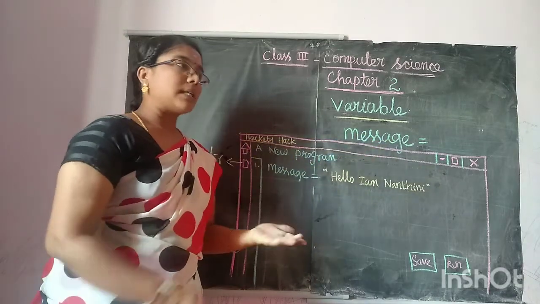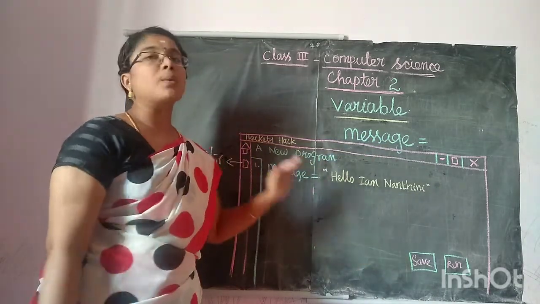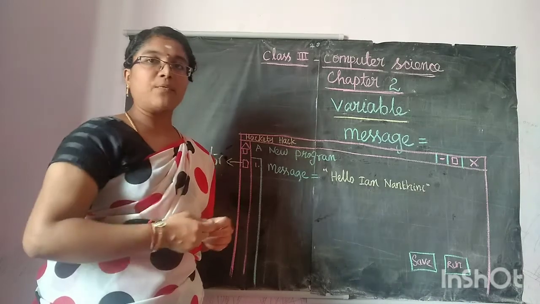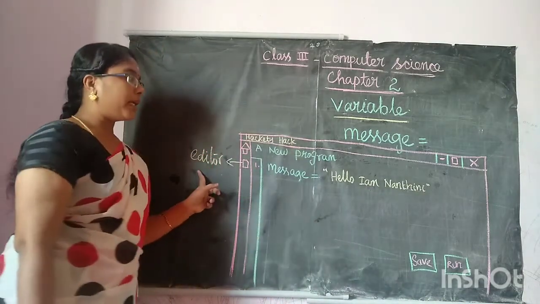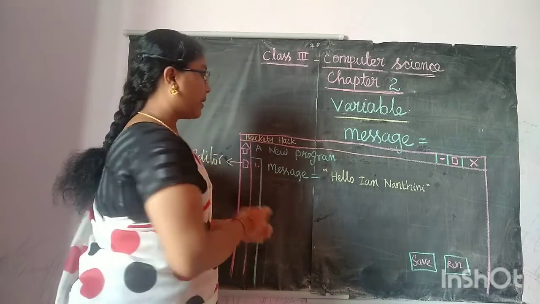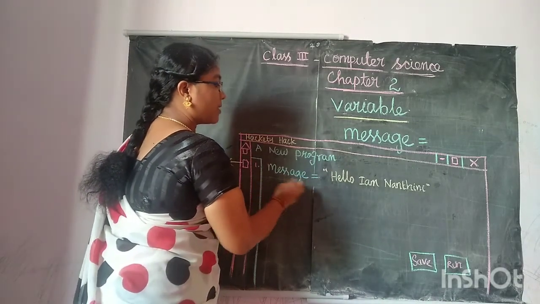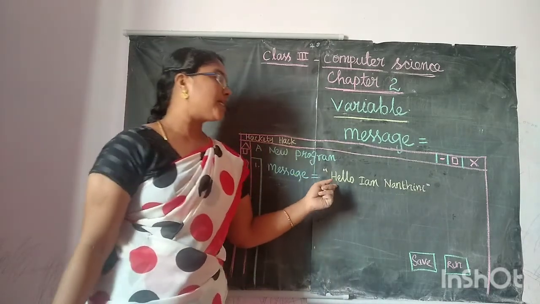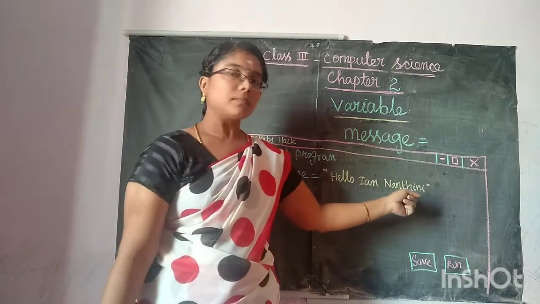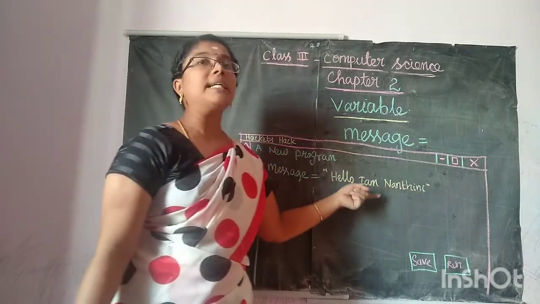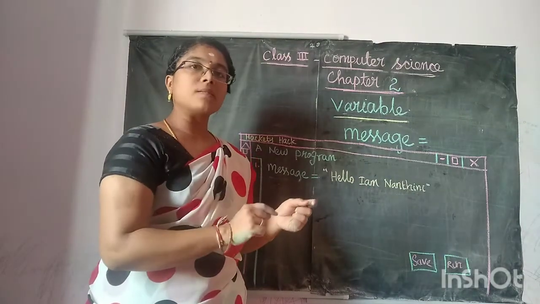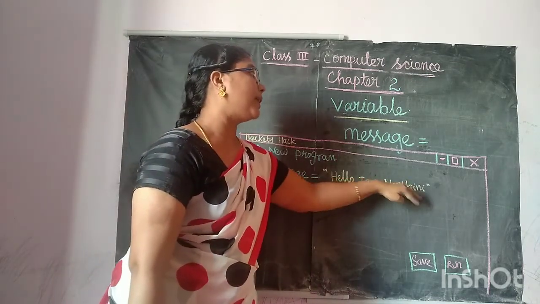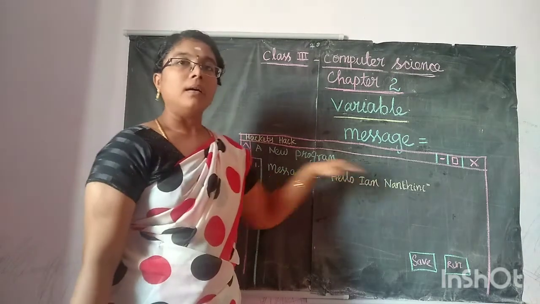In the last class we used the alert command to display a message. In this class we go one step further. After the editor button, you write message equal to, and then the message you want. Here I write: hello, I am Nandini. That is the message to display. So message equal to hello, I am Nandini. You type that in the first line.